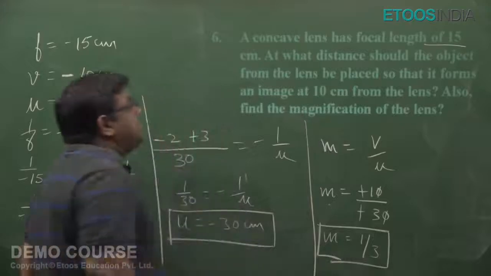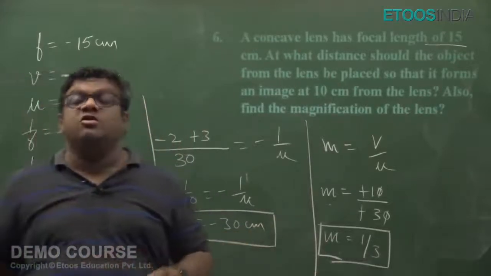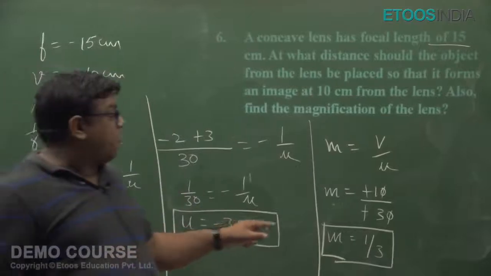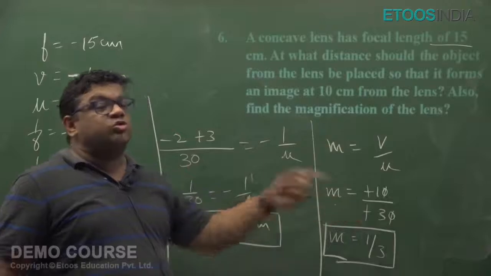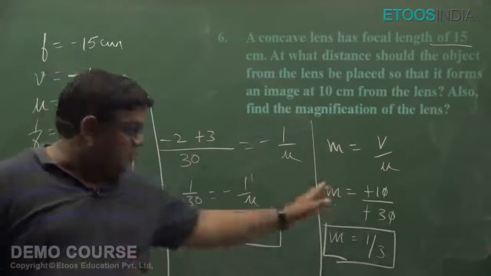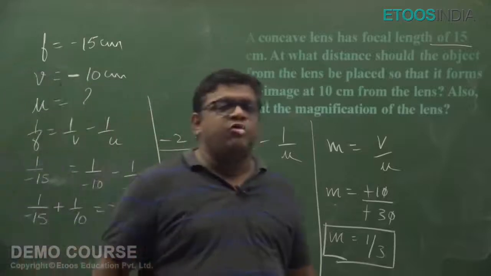We all know that magnification does not have any unit. You know why? Because it is the ratio of two quantities which have the same units. So those units get cancelled. Please note it down right now. So let's move on to the next question now.